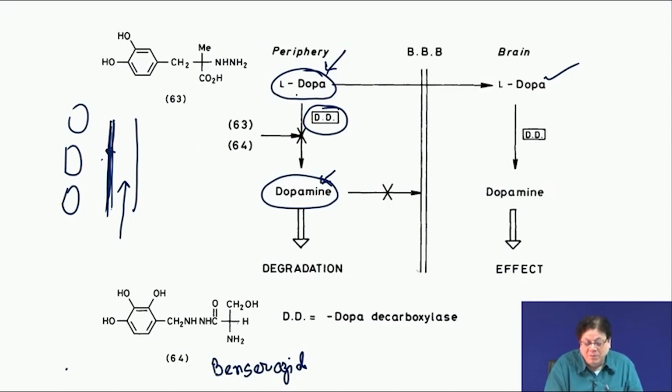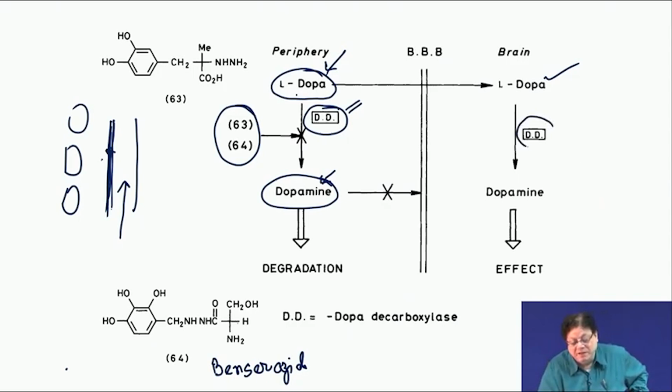So, to bypass this, what you need to do is to utilize an inhibitor of this DOPA decarboxylase. This is peripheral DOPA decarboxylase, and this is not the peripheral, this is in the brain cells. So, on this side is brain, on this side is the periphery. So, it is the peripheral DOPA decarboxylase that is the problem.